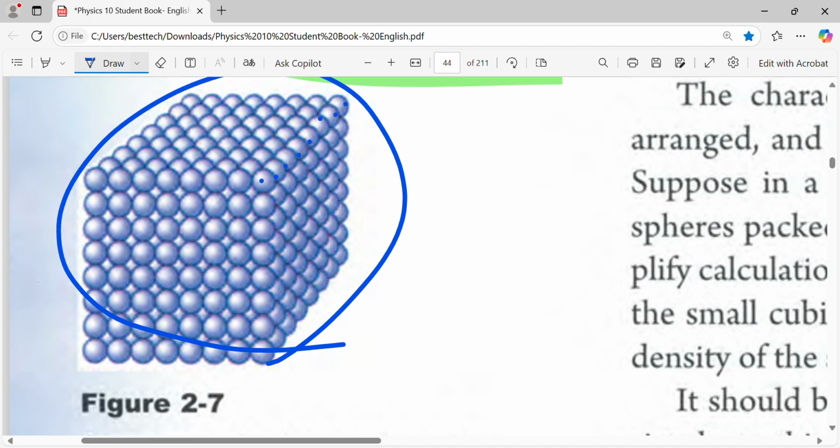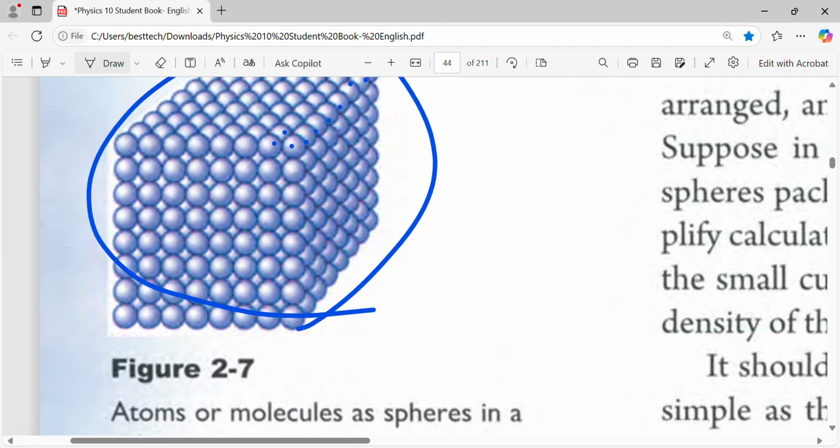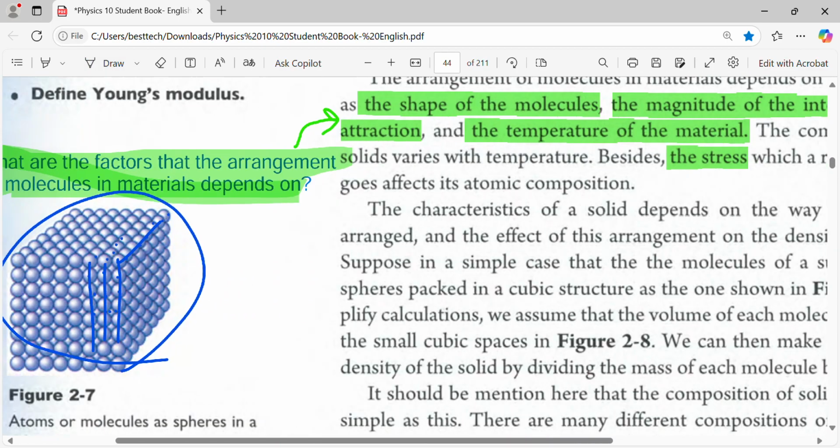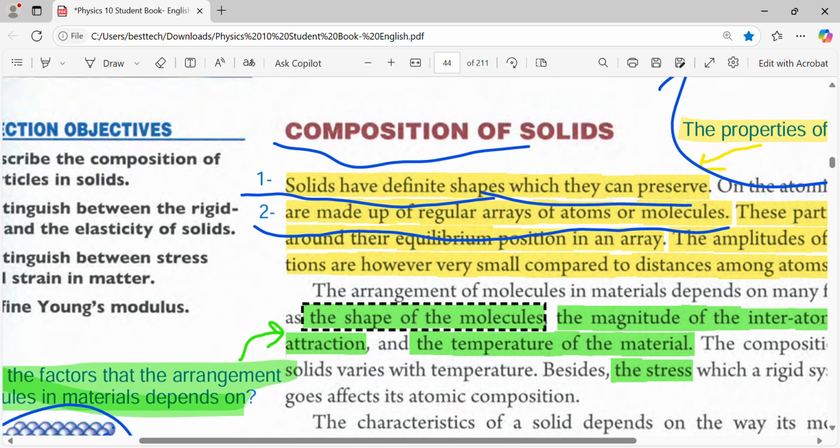All the molecules are arranged so regularly, like atoms, next to each other. Look, all the molecules are arranged next to each other. All is so regular. It's not mixed, the structure is not random. All the molecules are arranged in a regular structure. So the second property is important: the atoms or the molecules are regularly arranged.